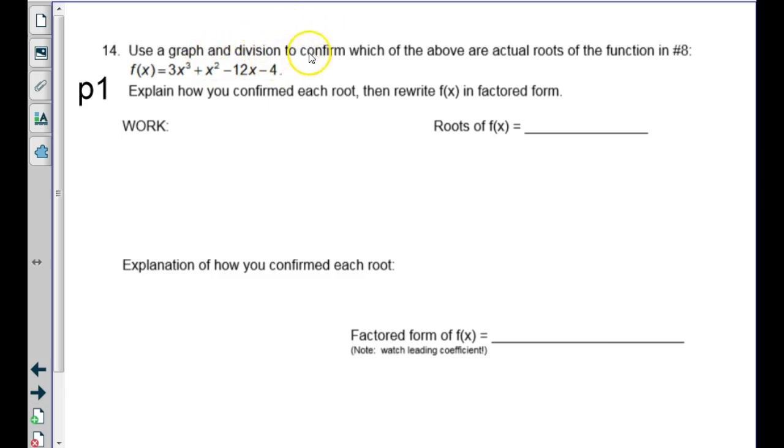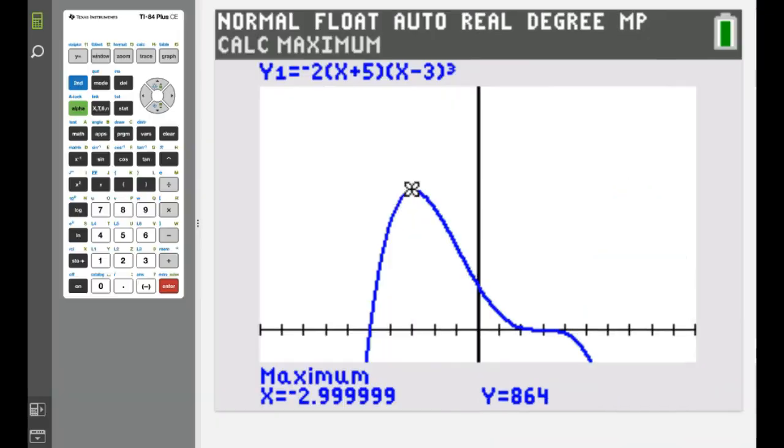Use a graph and division to confirm which of the above are actual roots. I think this is wrong. It's supposed to be the one right above it, right? All right, so what do we have to do this? Use a graph and division. So we need to graph.